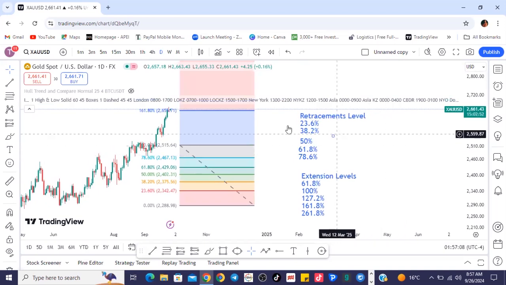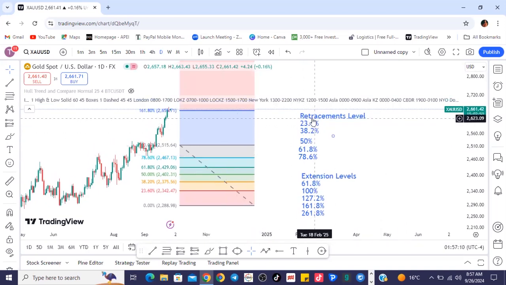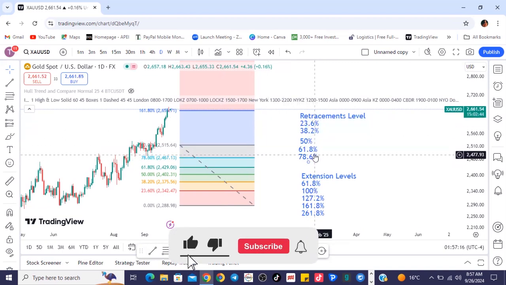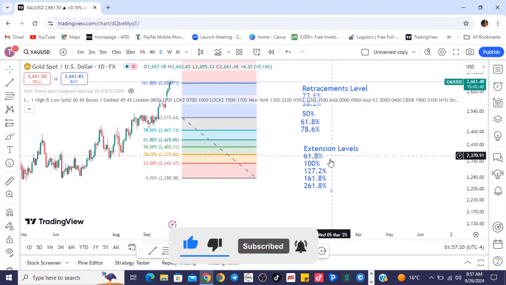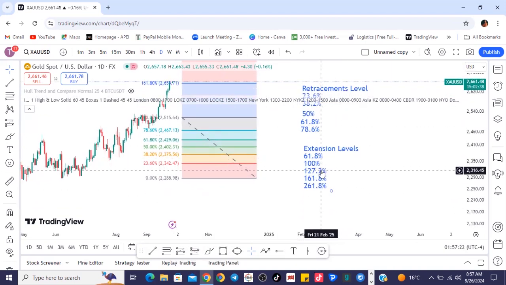To understand this, the retracement levels are the levels where you want to see the price retrace to so that you can have your entry, whether you are buying or selling. The extension levels are the levels where you need to take profits. These are the levels you are looking at in terms of taking your profits.